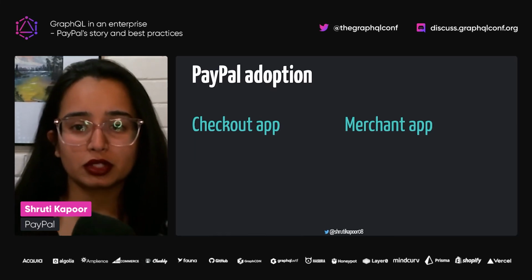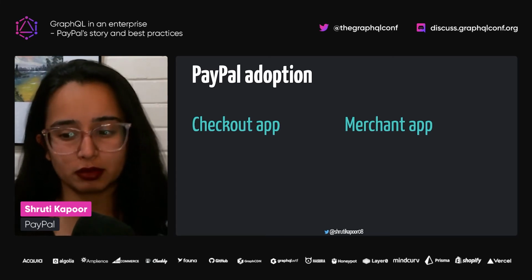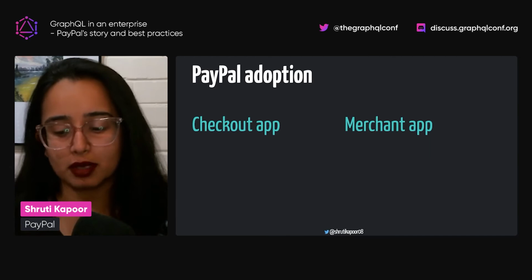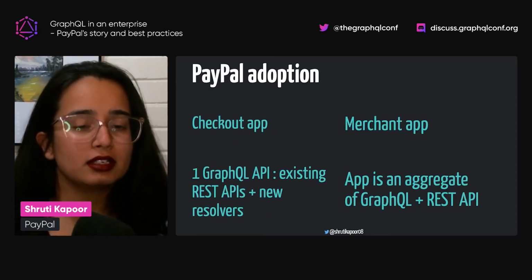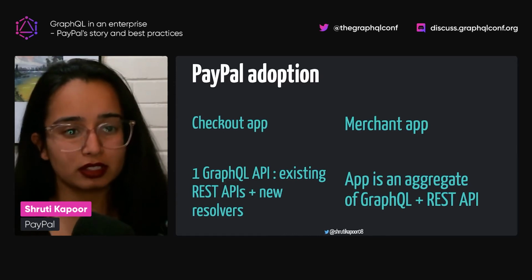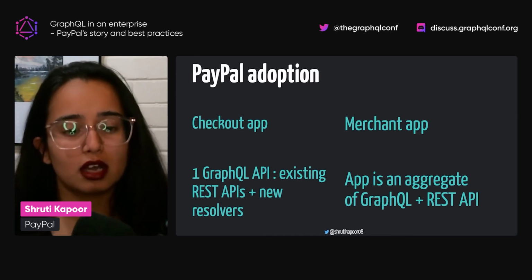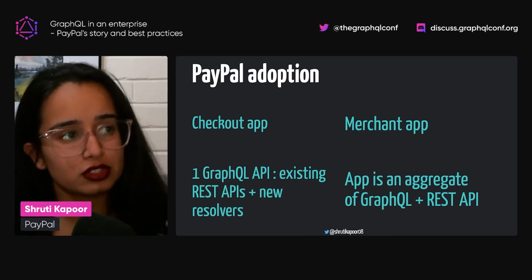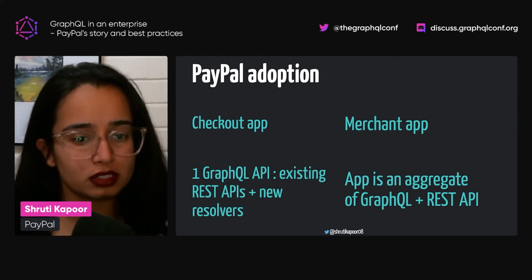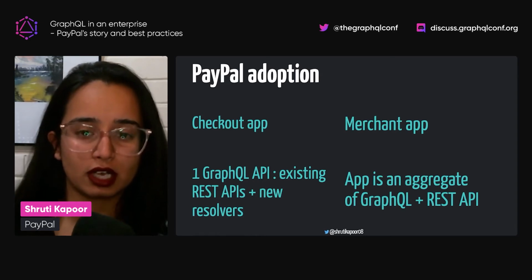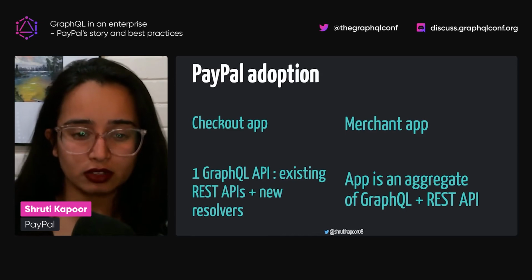At PayPal, there were two main approaches that we took to adopt GraphQL. The main trailblazer, the guiding light for us, was the checkout app, and the app that I was working on was the merchant app. The checkout app has a big GraphQL layer that orchestrates existing REST APIs, but any new business logic that is being built is also within that GraphQL layer. This GraphQL layer is being used by multiple different teams within the checkout app.